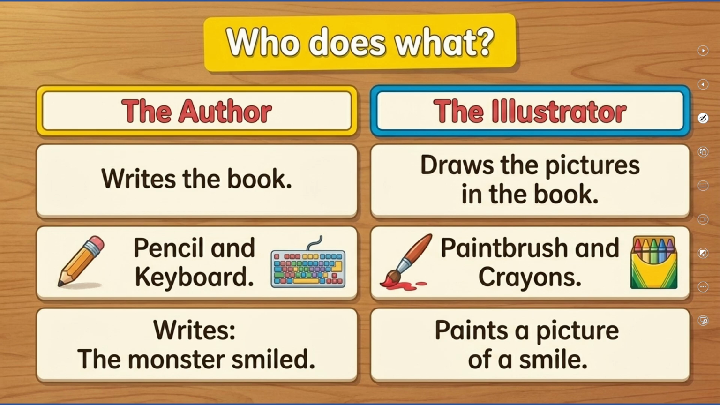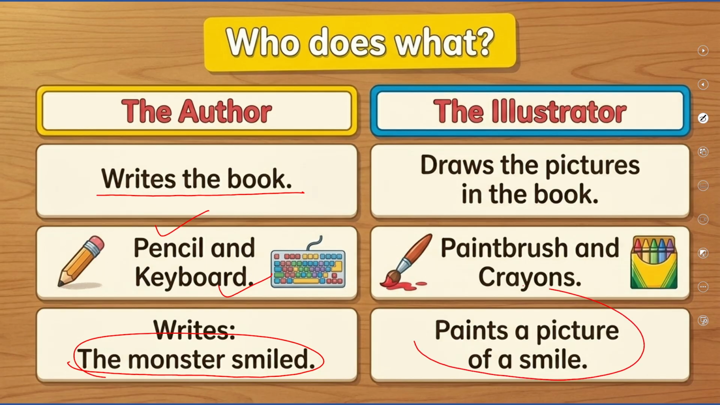So what is an author? Who writes the book, either with a pencil or types it with a keyboard. For example, he writes The Monster Smile. So what is an illustrator? He draws the pictures in the book, either with paint or with crayons, and he paints a picture of a monster smiling.